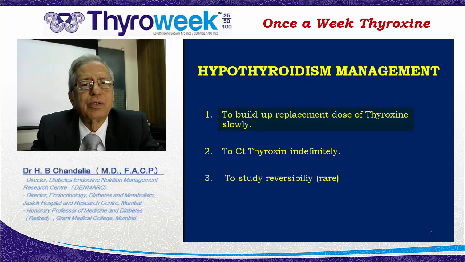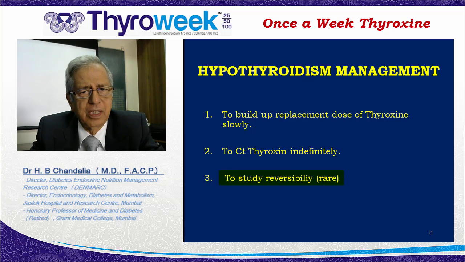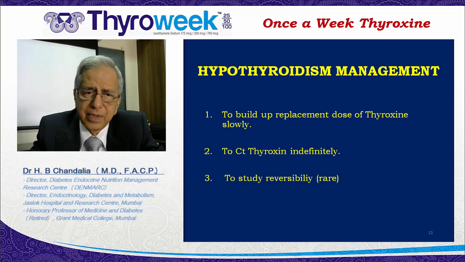What you really need to do is build up the replacement dose of thyroxine slowly. And of course, whatever dose you build, thereafter continue thyroxine indefinitely. And of course, once in a while, you look for the reversibility of the disease, where you will be able to eliminate the dose of thyroxine or eliminate replacement therapy. Now, there are exceptions to these rules everywhere.